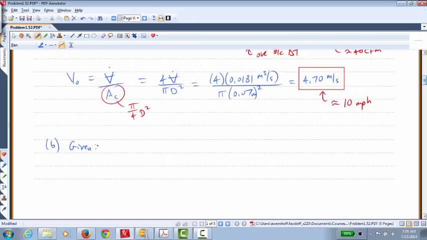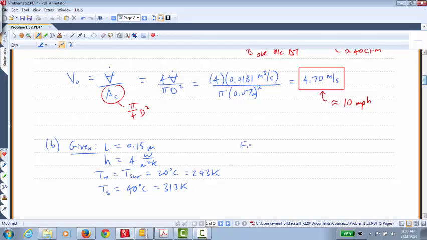what we're given is a length, 0.15 meters, heat transfer coefficient of 4 watts per meter squared Kelvin, which is a typical value you'd see in natural convection. And we're given that the surrounding air and the surrounding environment are both at 20 degrees C, or if you want to put it in terms of Kelvin, it's 293 Kelvin. Finally, the surface temperature is 40 degrees C, or 313 Kelvin. We want to find then Q loss.